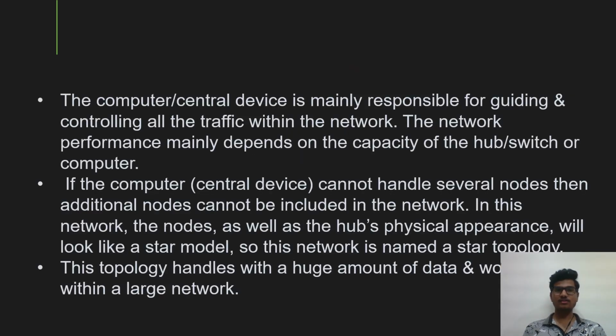The central computer or device is mainly responsible for guiding and controlling all traffic within the network. The network performance mainly depends on the capacity of the hub, switch, or computer. If the central device cannot handle several nodes, then additional nodes cannot be included in the network. In this network, the nodes as well as the hub physically look like a star model, so this network is named star topology. This topology handles a huge amount of data and works within a large network.